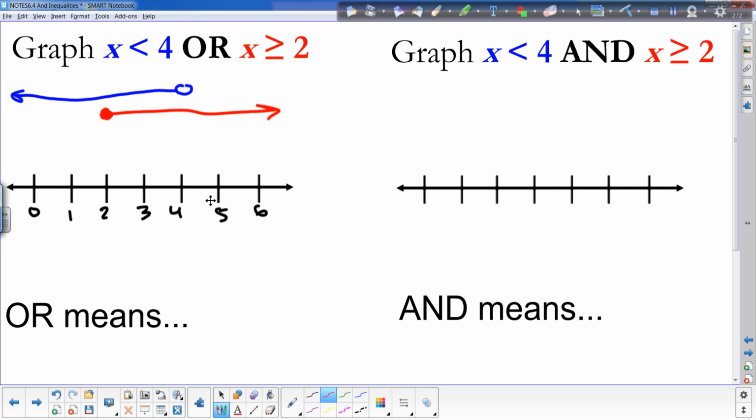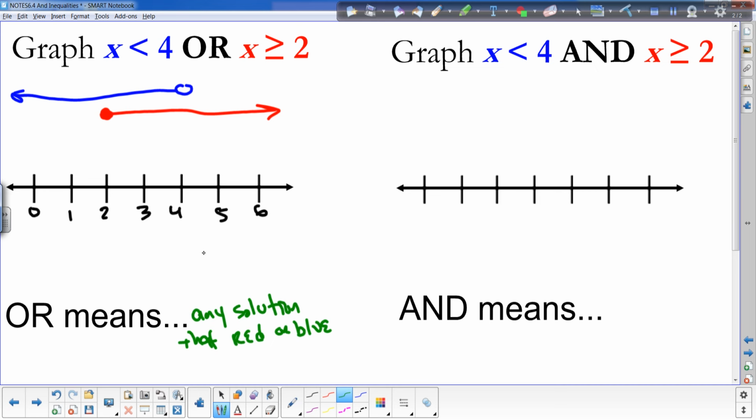So what's our solution? Remember, we said or means any solution that is red or blue. Basically, if it's in one set, then it is a solution to the or. It doesn't have to be in both, it just has to be in one of them.